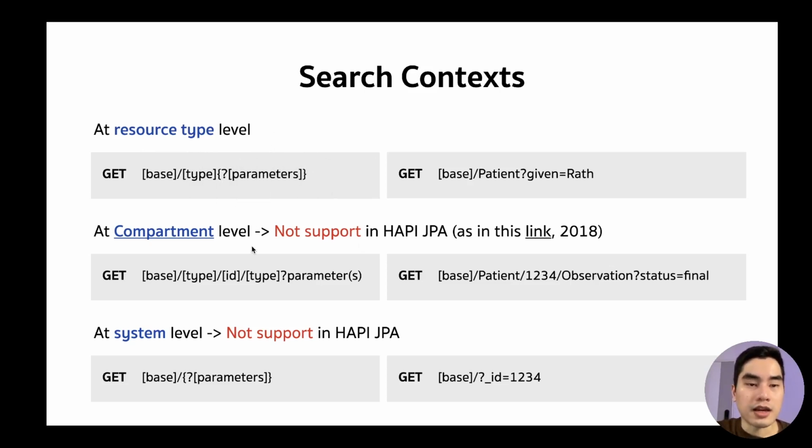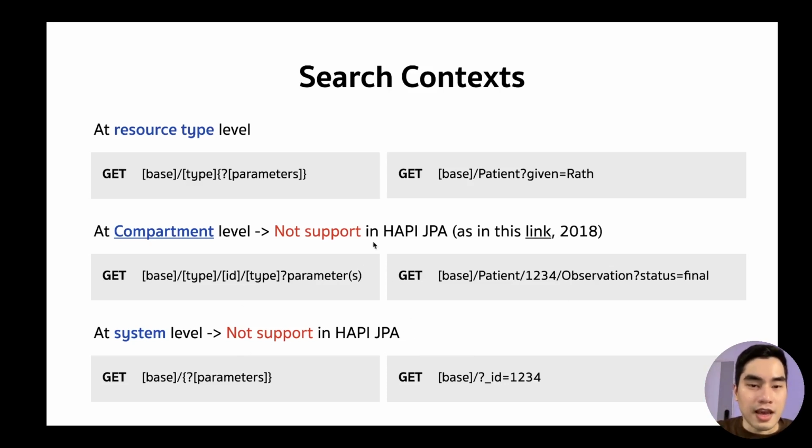But actually there are two more contexts for search. A system level, you can do it this way. You send a parameter directly to the base URL. It will become like this. This means search for a resource with the ID 1234, no matter what type of resource it is. It will search the whole system. However, this is not supported in the HAPI JPA, so I cannot show you.